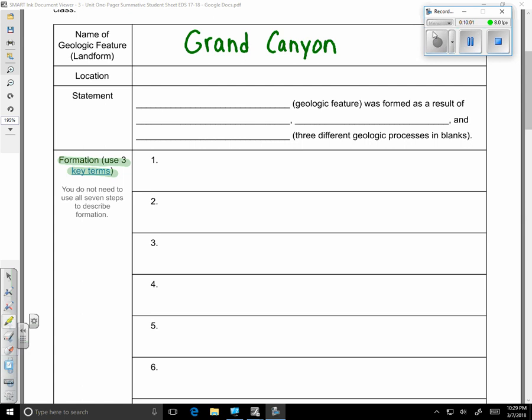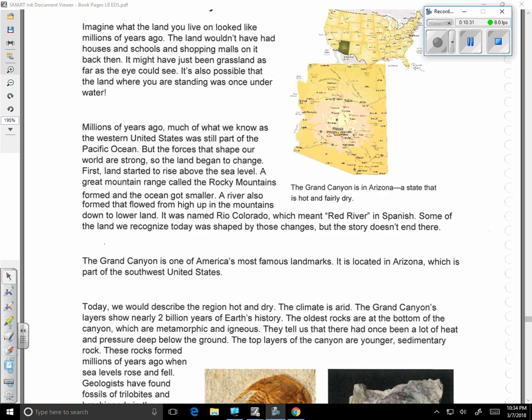So first let's talk about the first step of the Grand Canyon. And we're going to write the first step right here in a complete sentence in your own words. So what happened? Okay guys, so we need to list the steps in the formation or the making of the Grand Canyon. So let's look for the first step. So the first step is right here.